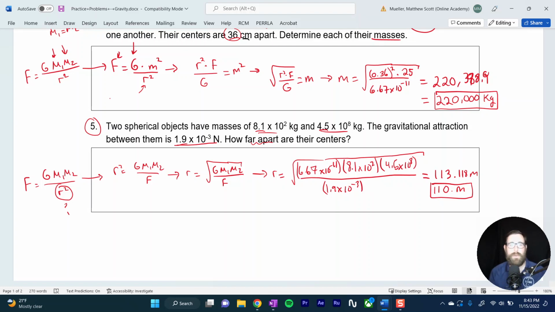And so there you have it. That's how you can get through a lot of these practice problems. Again, it's all about this equation right here and how you manipulate that to work with the problems.